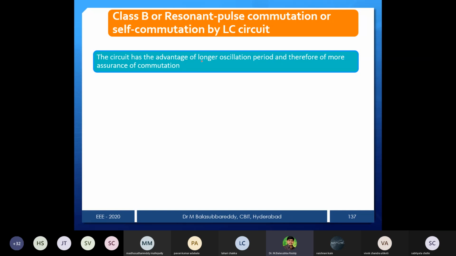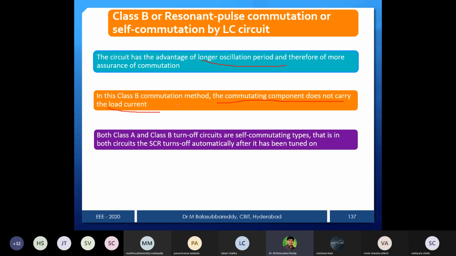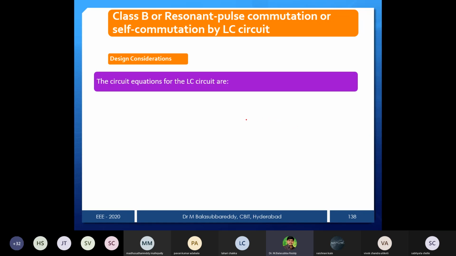The advantage is the longer oscillation period, because both the on duration as well as the off duration are there, so the commutation will be reliable. This commutation component does not carry any load current; it simply turns off the main thyristor. Both Class A and Class B turn-off are self-commutation type only, so automatically the current will reach zero. And now you can see the design of the components, so L and C we have to design.